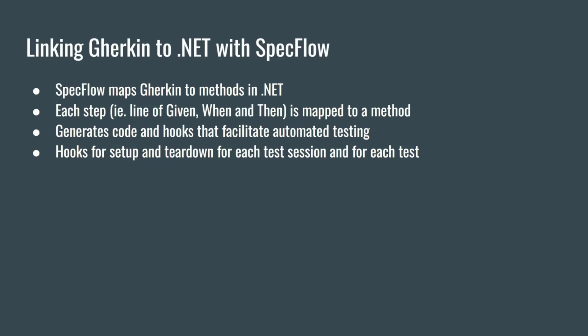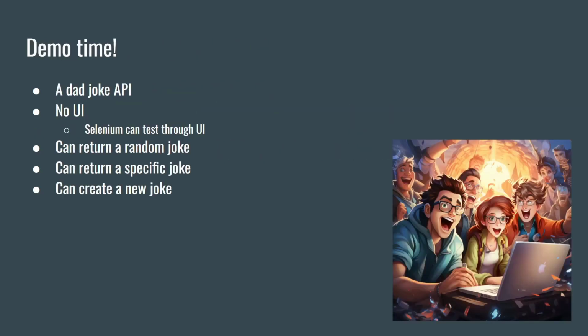It generates code and hooks that facilitate the automated testing, and it also has hooks for setup and teardown for each test session, so that we could set up a container and tear it down when we're done doing different things. And that's basically leveraging Gherkin to actually do .NET code. But I think that's enough PowerPoint talk. Let's look at a demo.